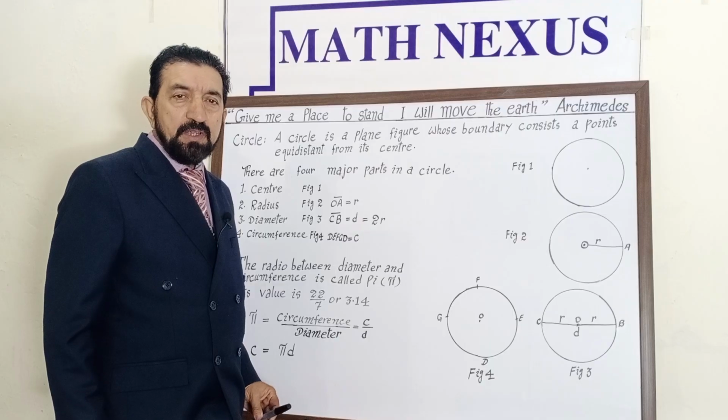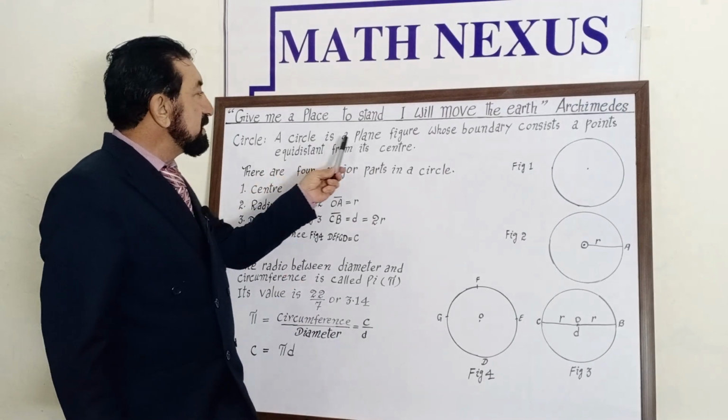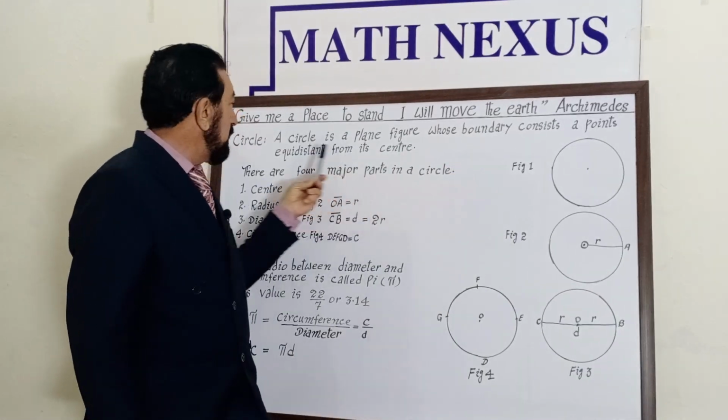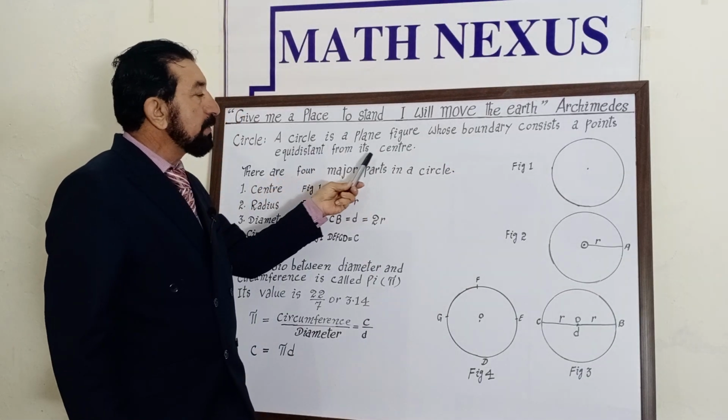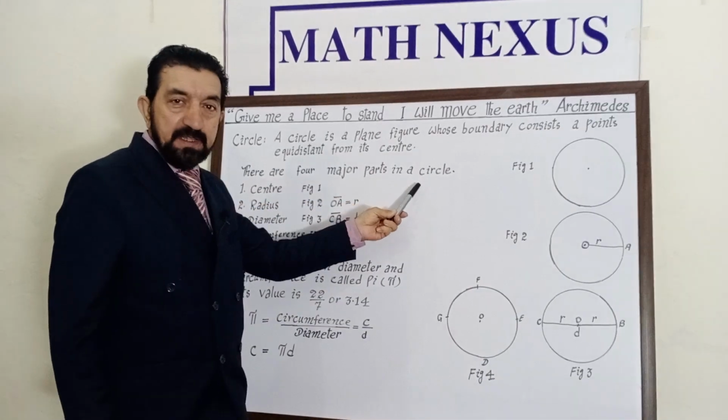Today, our topic is circle. What is a circle? A circle is a plane figure whose boundary consists of points equidistant from its center. There are four major parts in a circle.